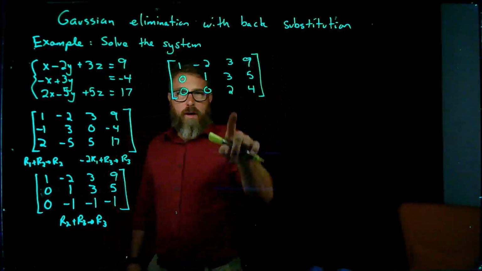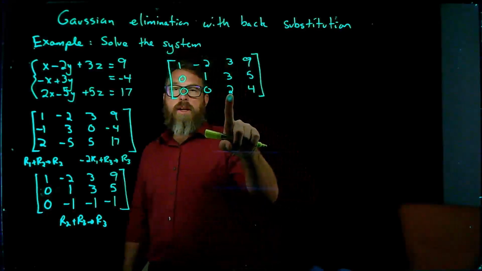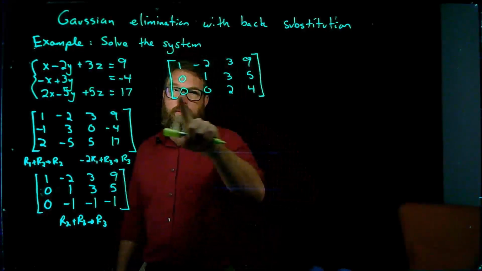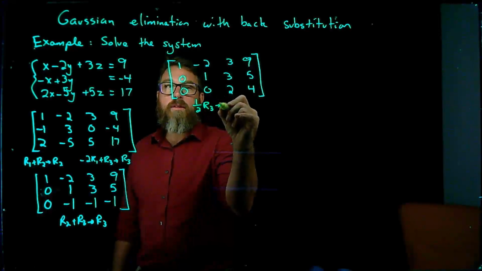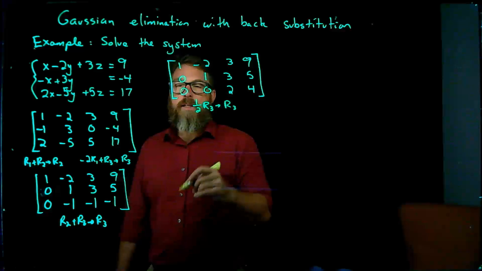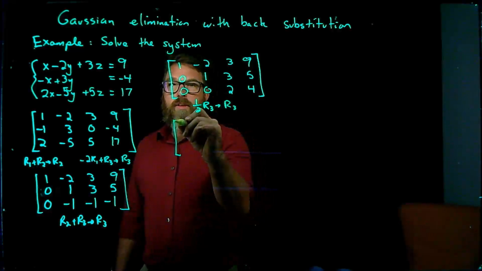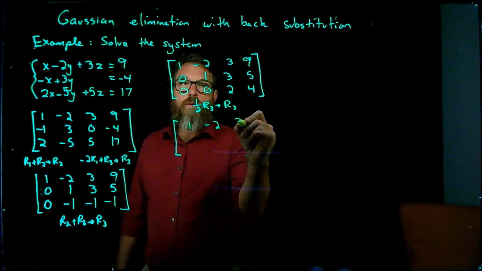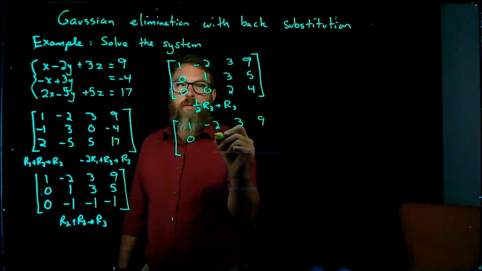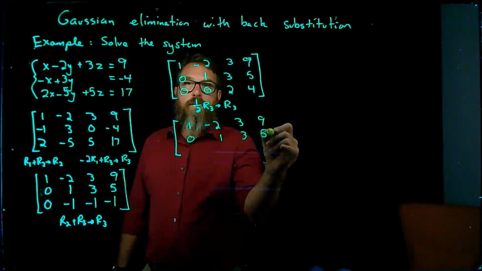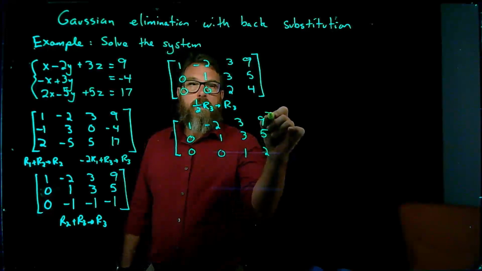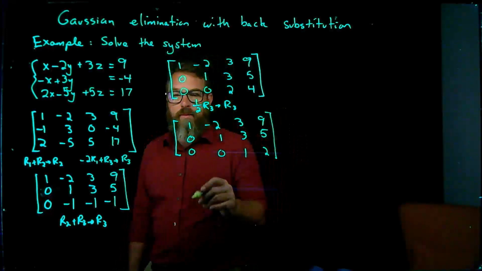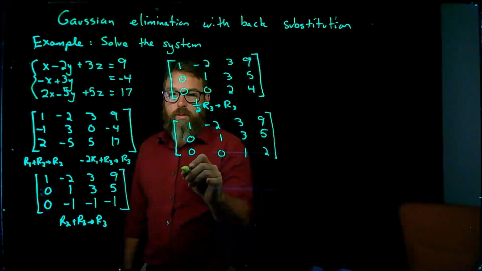So far we're good. Now I need to make this a 1. In order to make that a 1, we'll multiply that row by a half, because I can multiply any row by a non-zero constant. And finally what this gives us is 1, negative 2, 3, 9, 0, 1, 3, 5, 0, 0, 1, 2. Now rewriting this as the system of equations so that I can use back substitution.